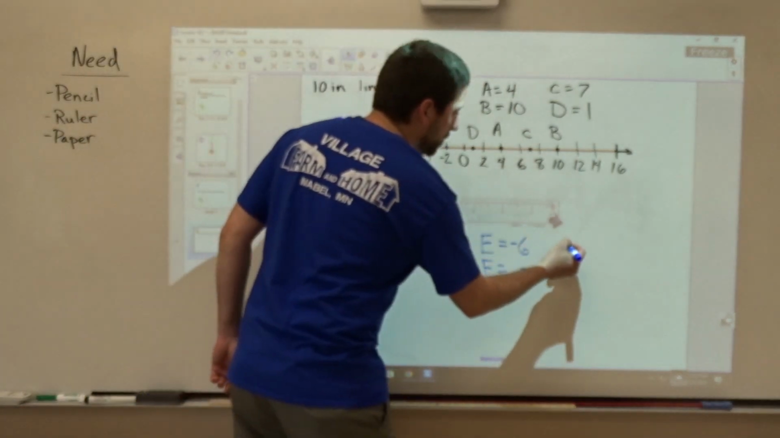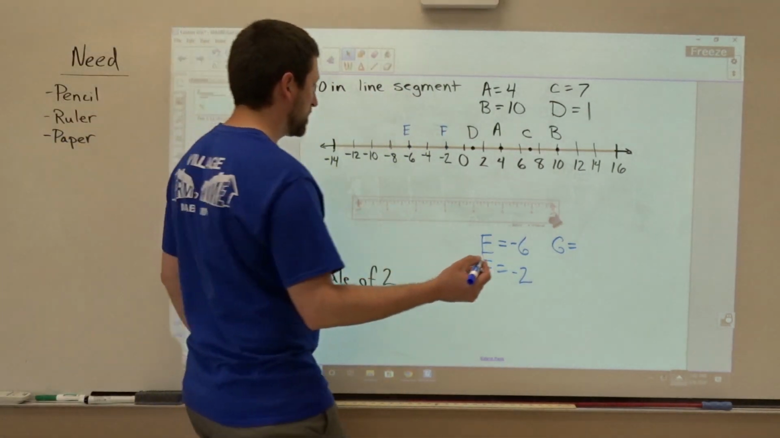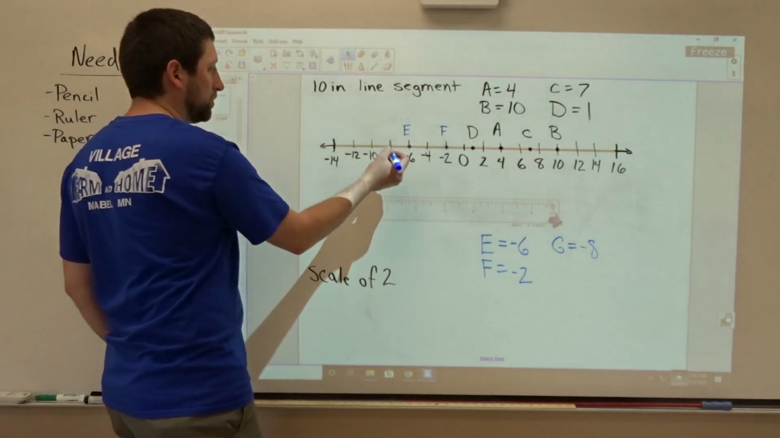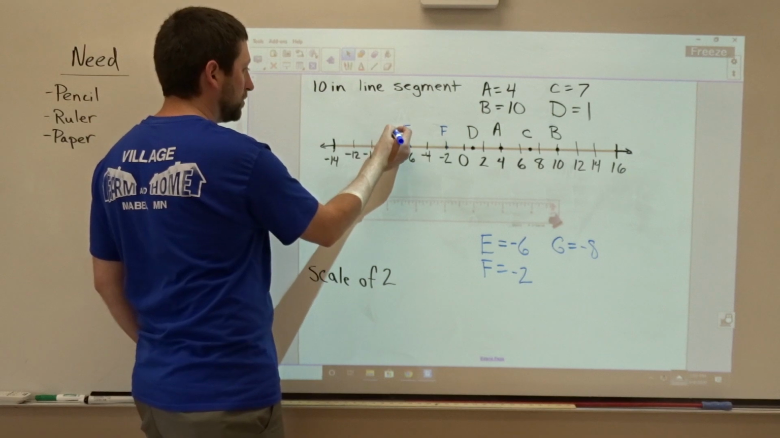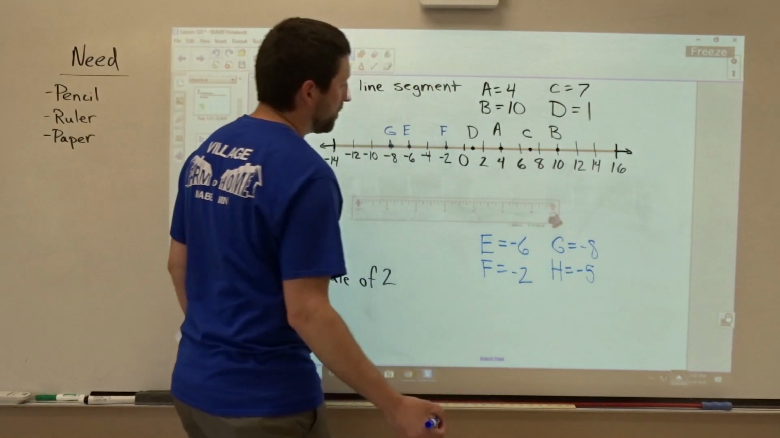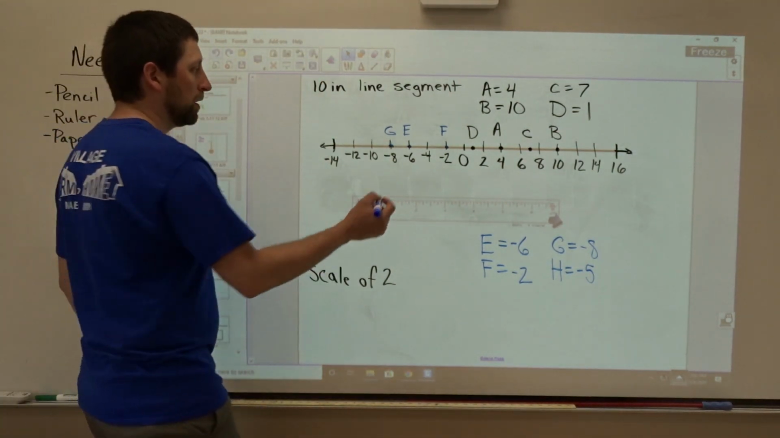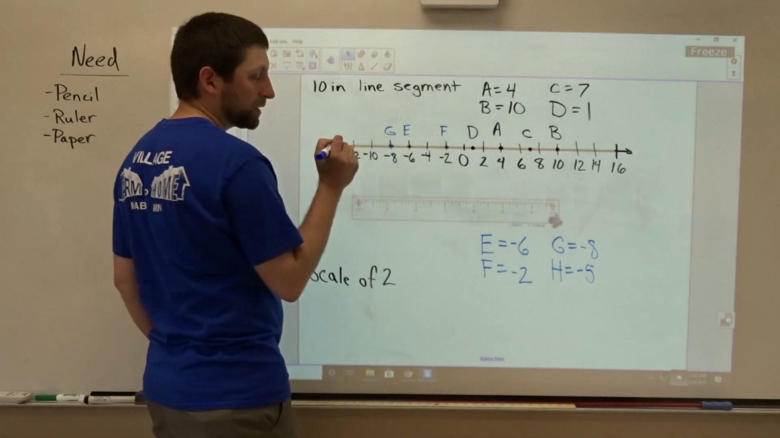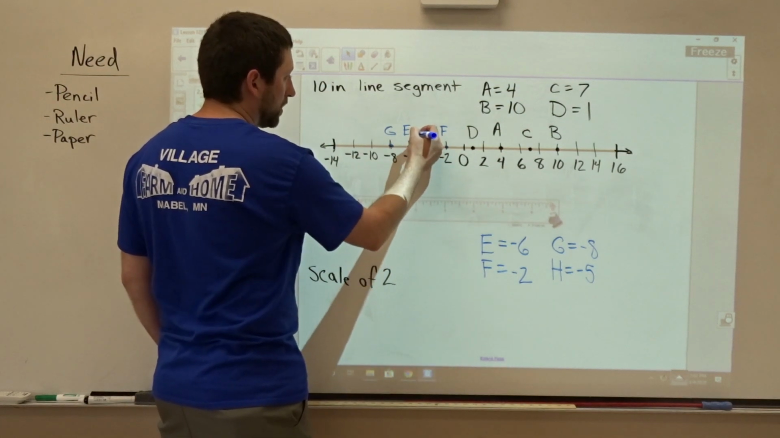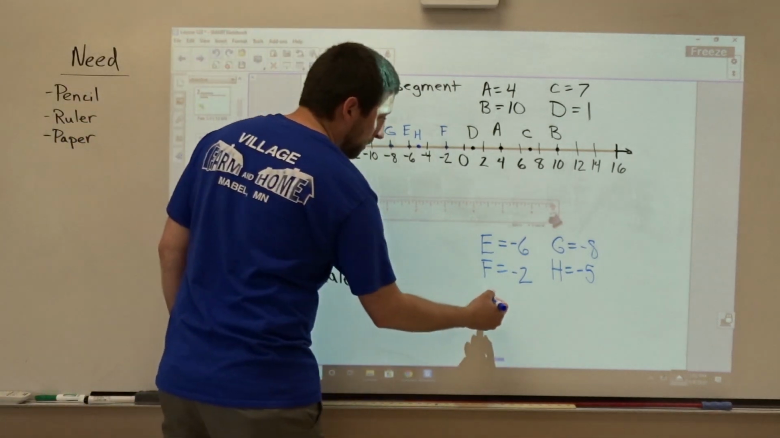Let's do G. Let's do G at -8. -8 would be right here. That would be G. H is, we'll say -5. H is -5. Well, here's -4, here's -6. I don't have a line for -5, so I need to go in between those two, and I would call that one H.